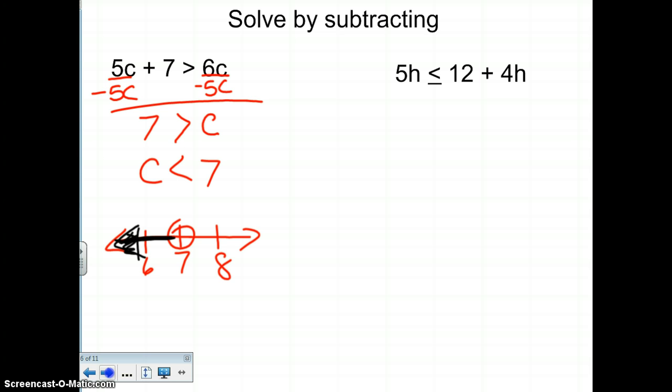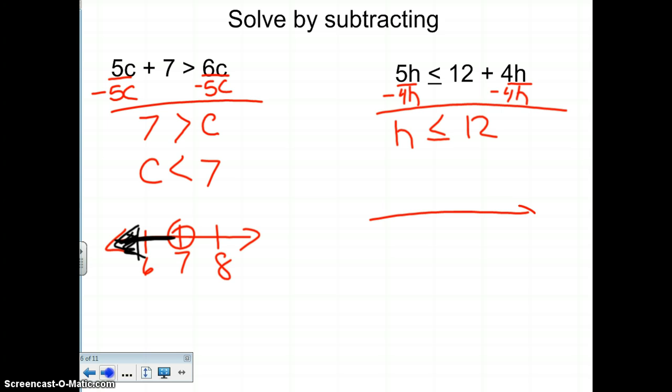On the next one, again, trying to isolate all the h's to one side. So if I subtract 4h, subtract 4h, we end up with h is less than or equal to 12. 11, 12, 13, just sketching a rough graph of this. Closed circle at 12, and h is anything that is smaller or to the left of that. Again, all these examples happen to go to the less than side or less than or equal to side. Your assignment won't necessarily work that way.